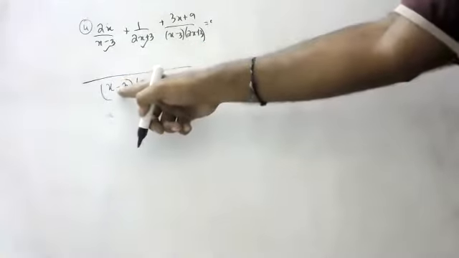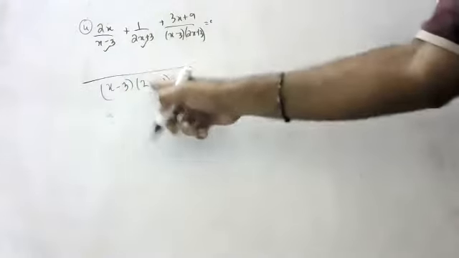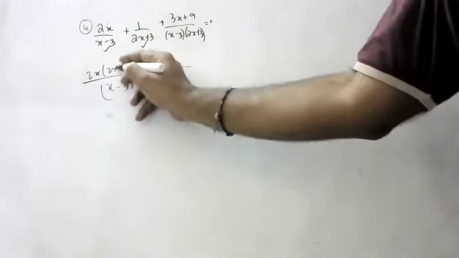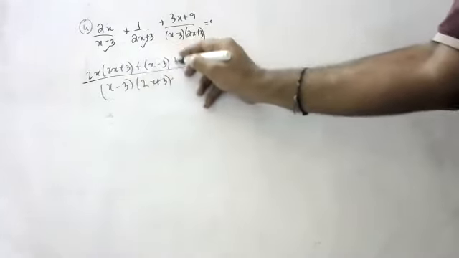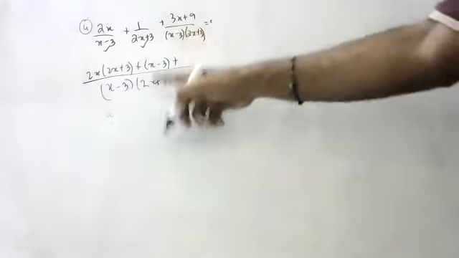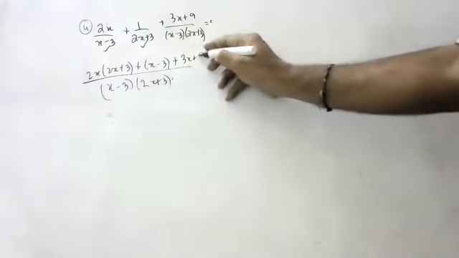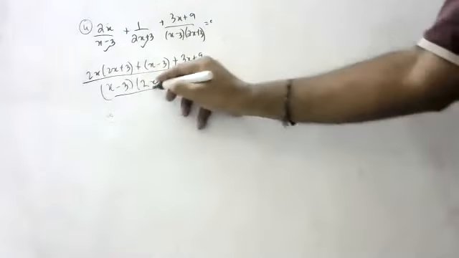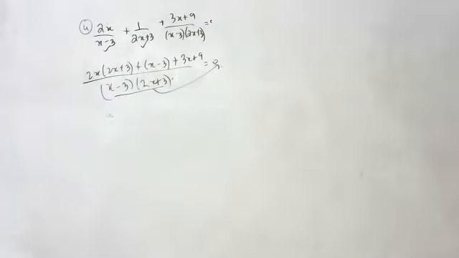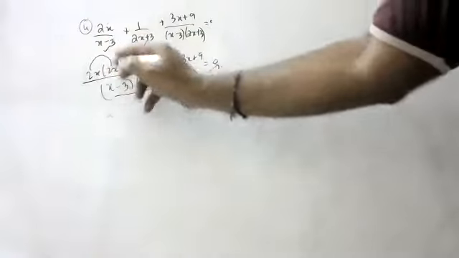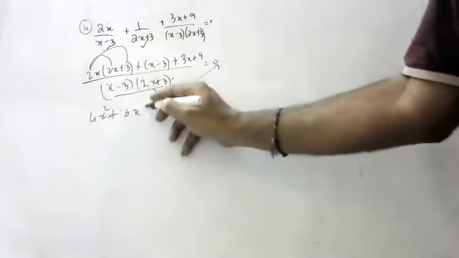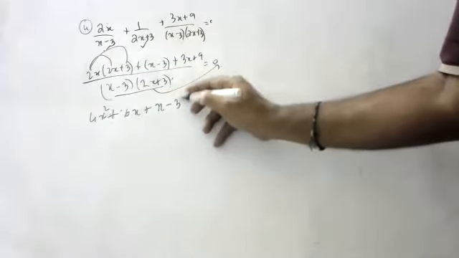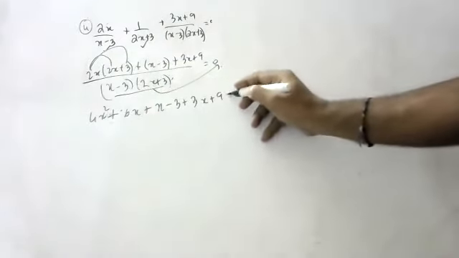X minus 3 gone. What do you get? 2x into 2x plus 3. Again, 2x plus 3, 2x plus 3 gone. X minus 3 into 1. Plus this and this gone. So what do you get? 3x plus 9. Whole thing is equal to 0. This whole thing comes here, it will become 0, children. So 2x into 2x, what do you get? 4x square. 6x. 6x into x minus 3 plus 3x plus 9 is equal to 0.